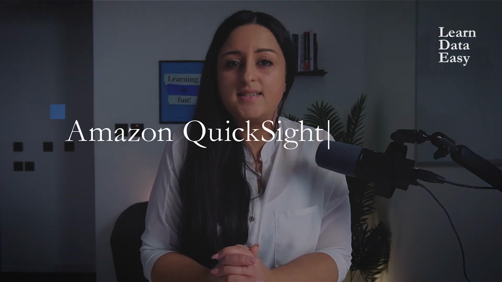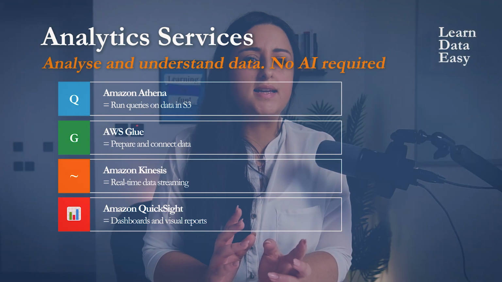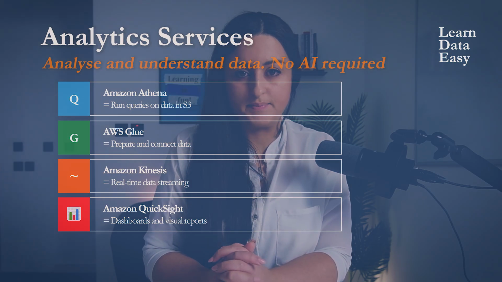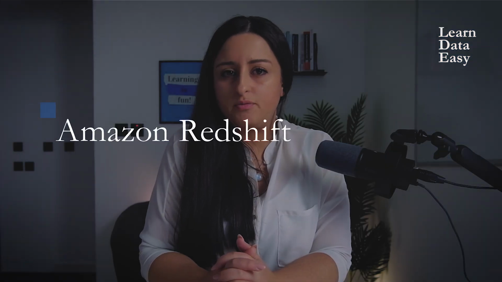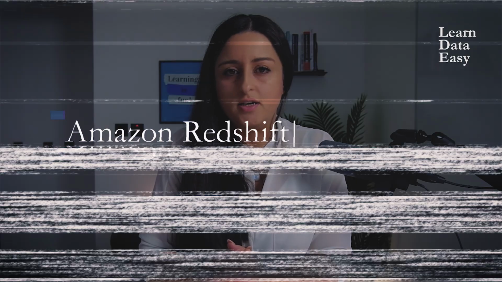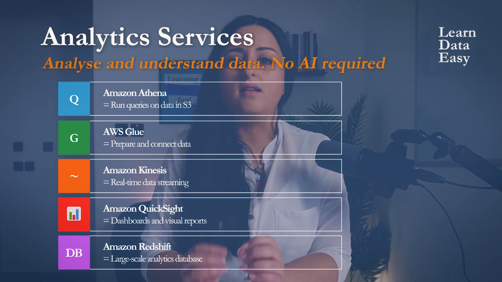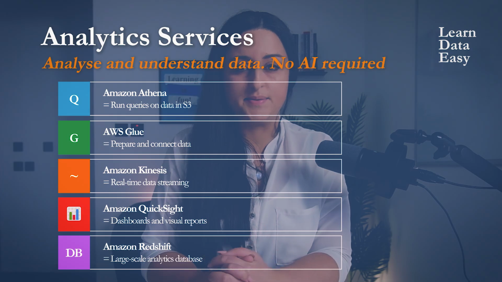Amazon QuickSight is AWS's business intelligence tool. It helps create dashboards and visualizations. A simple way to remember this is that QuickSight is used for dashboards and visual reports. You've seen Amazon Redshift before in the database episode. So Amazon Redshift is used for analyzing large volumes of structured data. A simple way to remember this is Redshift is a large-scale analytics database.